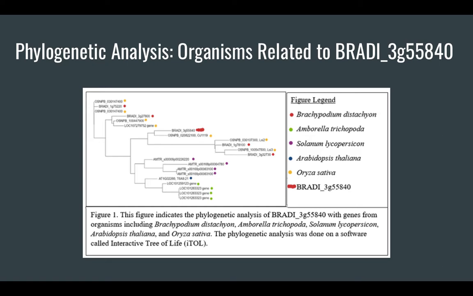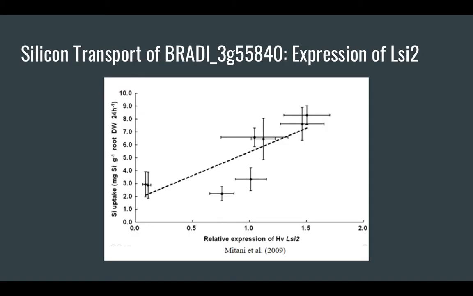The Oryza sativa gene most closely related to the gene in question is the OSNPB 0208221000 gene. The more closely related the organism is to B. distachyon, the closer the organism's gene functionality is to the gene in question. And we created this phylogenetic analysis using the Tree of Life in the iTOL software.